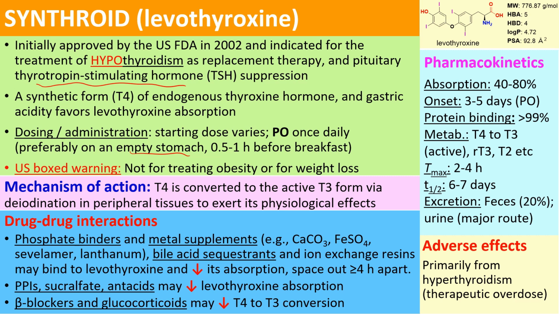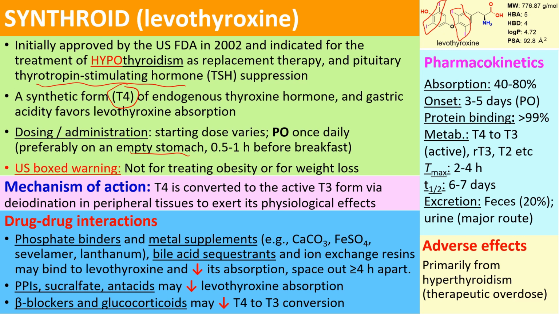If we look at the drug structure, levothyroxine, as mentioned earlier, is also referred to as T4. T4 because there are 4 iodines within the drug molecule. There are 2 iodines in the outer ring and 2 iodines in the inner ring within the drug molecule. Molecular weight is 776.87 gram per mole, hydrogen bond acceptor 5, hydrogen bond donor 4, log P 4.72. So it's pretty highly lipophilic because there are 4 iodines within the drug molecule. Polar surface area, 92.8 square angstrom.